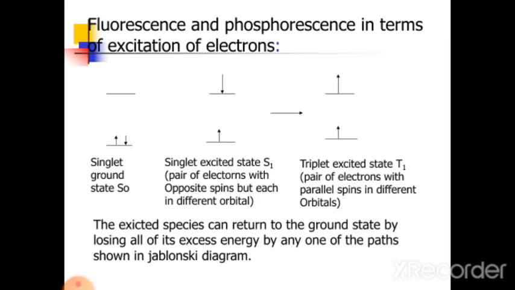The fluorescence and phosphorescence in terms of excited electrons: the excited species can return to the ground state by losing all its excess energy by any one of the paths shown in the Jablonski diagram. The singlet ground state is S0, the singlet excited state is S1, with a pair of electrons of opposite spin but each in a different orbital. In the triplet excited state, the pair of electrons has parallel spin in different orbitals.